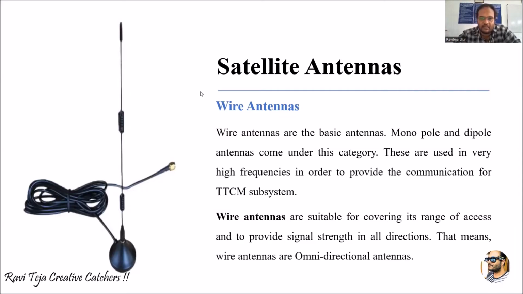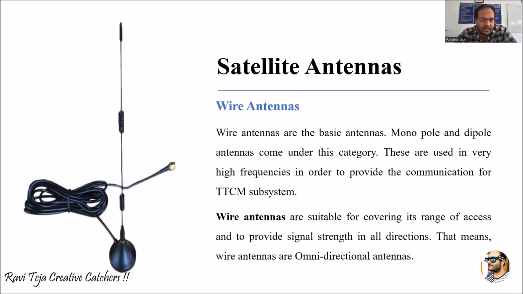Coming to the wire antennas, these wire antennas are basically the normal antennas. A monopole as well as a dipole antenna comes under these wire antennas. They are very much used in very high frequencies in order to provide communication for the telemetry tracking, command and monitoring subsystem. These wire antennas are suitable for providing a good amount of signal coverage or signal strength in all directions. That means wire antennas can be considered as omnidirectional antennas.